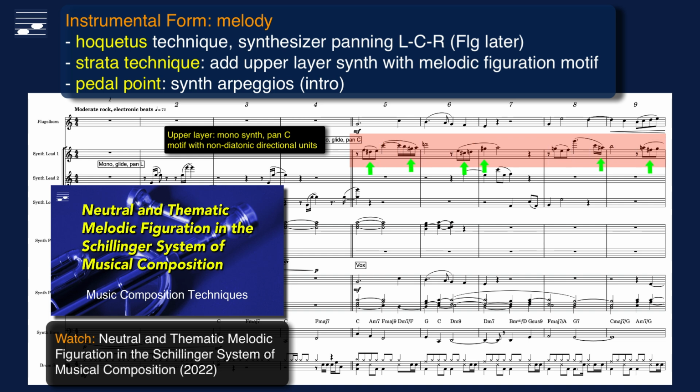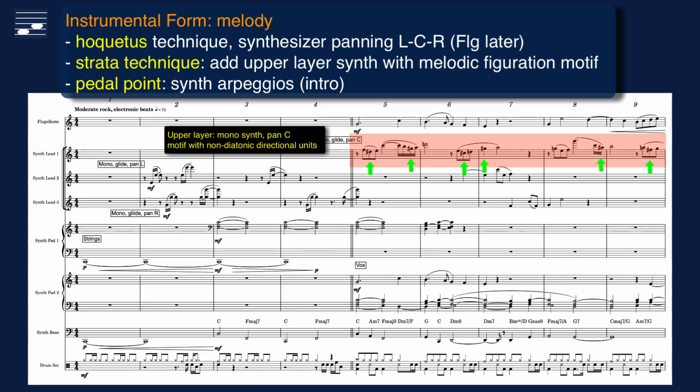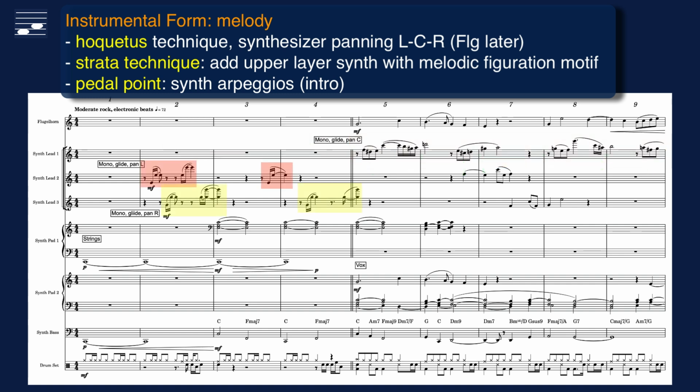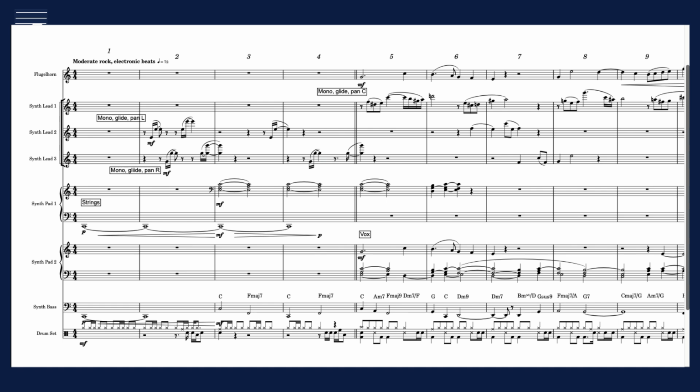Since the turn motif uses chromatic directional units, you'll find here the only non-diatonic pitches from this episode, and marked with arrows. The example has been extended with 4 intro measures where you'll hear a synthesizer pedal point in arpeggio octaves. Listen to the melodic elements. I'll leave the flugelhorn for later.